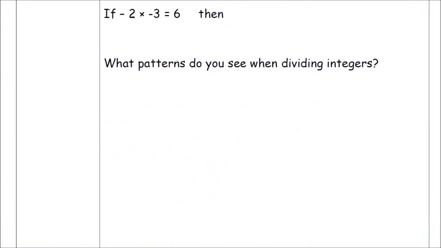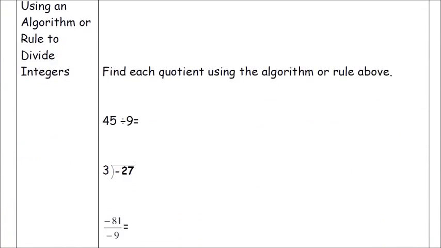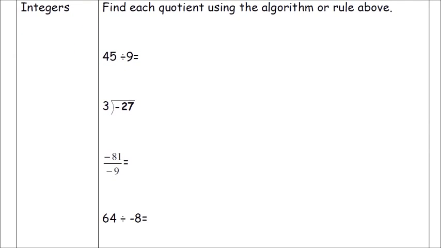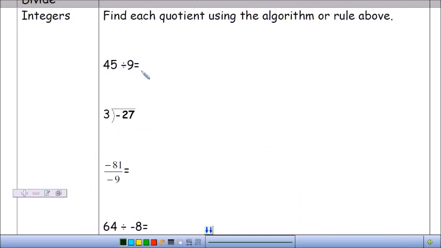We're going to work out some examples right now so you can understand that a little better. Find the quotient using the algorithm or the rule above, the one that we just wrote down. So here we go: 45 divided by 9. This is a positive divided by a positive, so my answer has to be positive. 45 divided by 9: I know that 9 times 6 is 54, that's too much, but 9 times 5 is 45. So my answer is 5.